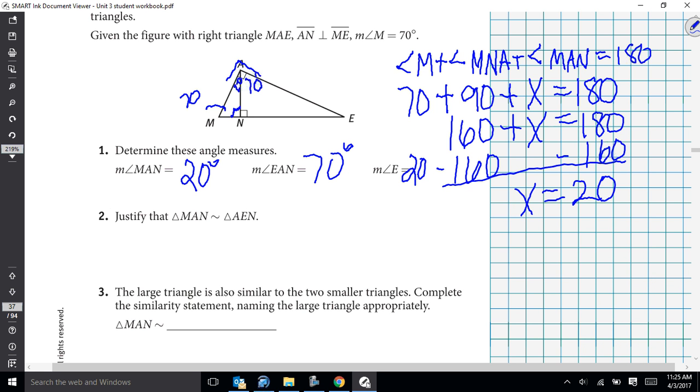Alright, so justify that triangle MAN is similar to triangle AEN. To show that they are similar, what has to be true? What are our 3 criteria that we can use? Angle-angle, side-side-side, or side-angle-side. Any of those 3. Do we know any side lengths? No. But we do know angle measures, right? So what do we know about our angle measures? Angle E is congruent to which angle?